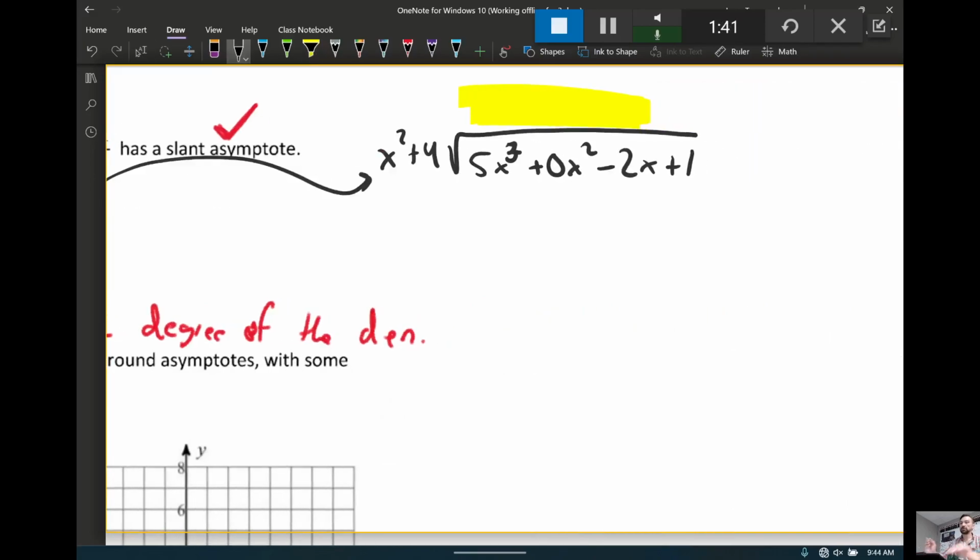Okay, so long division, this times x squared needs to give me this. So this needs to be 5x. 5x times x squared is 5x cubed. Also multiply it by 4. 5x times 4 would be 20x.